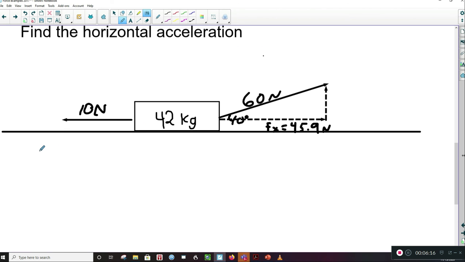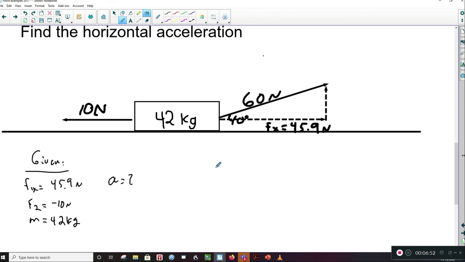So let's write down our givens. And I have F1, you can call that F1x if you'd like, is 45.9 newtons. F2 is negative 10 newtons. Don't forget, if this is positive, this is negative because they're going in opposite directions. The mass is 42 kilograms. And I'm after just the horizontal acceleration, so that's what I don't know.